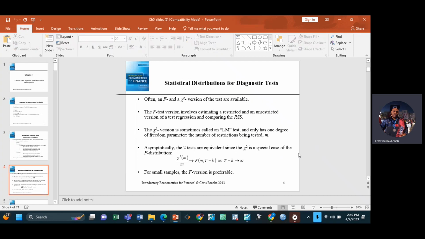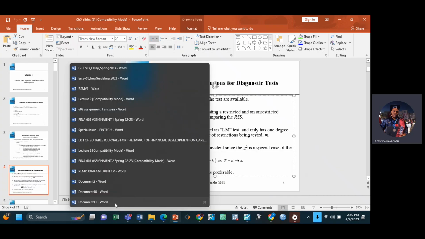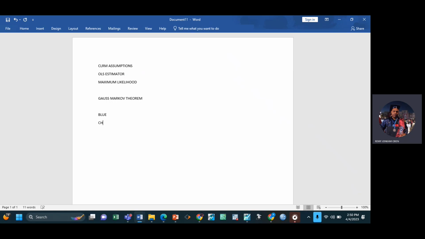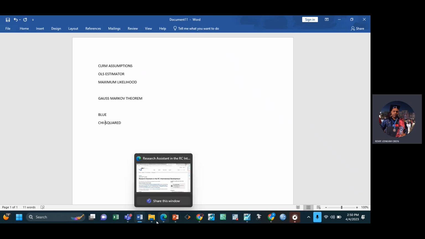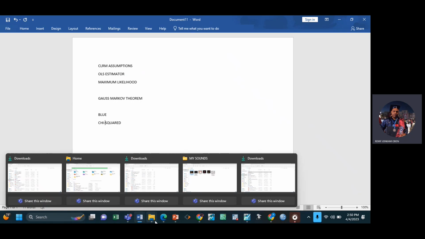We'll see. Okay. When looking at the diagnostics, we can talk of two types of distributions. We have an F distribution, and we have the chi-squared distribution. I will spell it. I don't know how to pronounce it. Some people call it chi-squared. But that's how it is spelled. So that's the symbol. Okay, you can pronounce it anyhow you want.